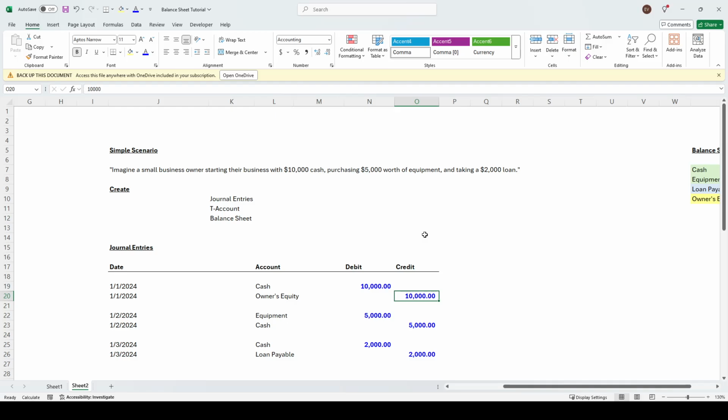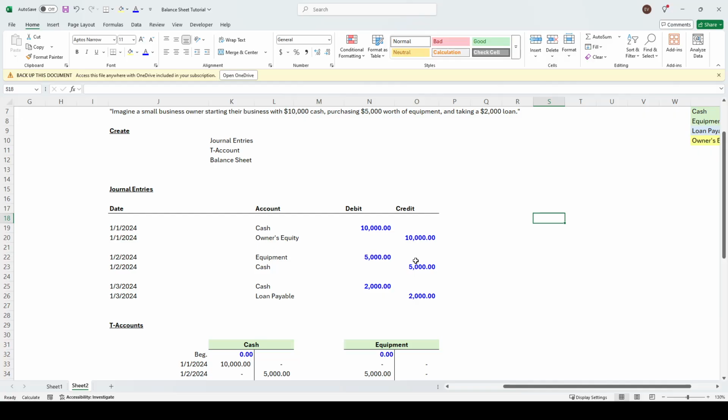The next journal entry says the owner also purchased $5,000 worth of equipment. So the next journal entry is the one here below. On January 2nd, 2024, the owner purchased equipment worth $5,000. And you will see this is a decrease to cash of the same amount, because the owner used cash to pay for this equipment, causing a decrease to the cash account. And so you'll see cash $5,000 under the credit section.